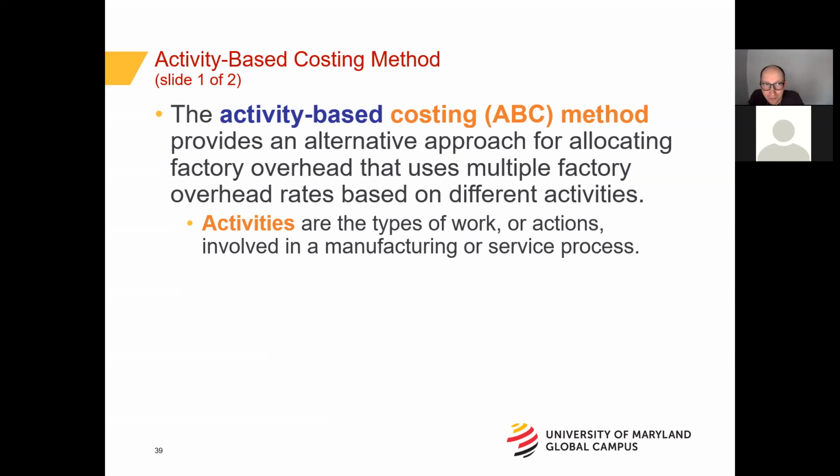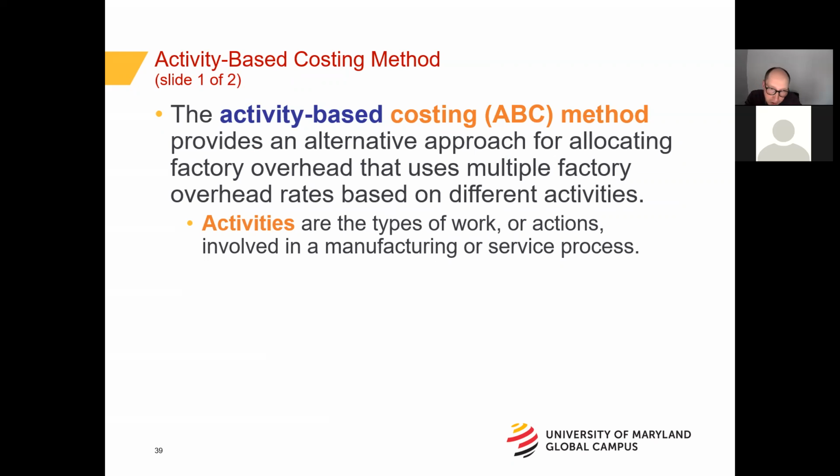Here's my favorite part. This is the third method, and in my opinion, the most accurate method for allocating factory overhead. It's called activity-based costing. Activity-based costing is an alternative approach for allocating factory overhead based on activities. Activities are types of work, actions, or processes involved in the manufacturing.